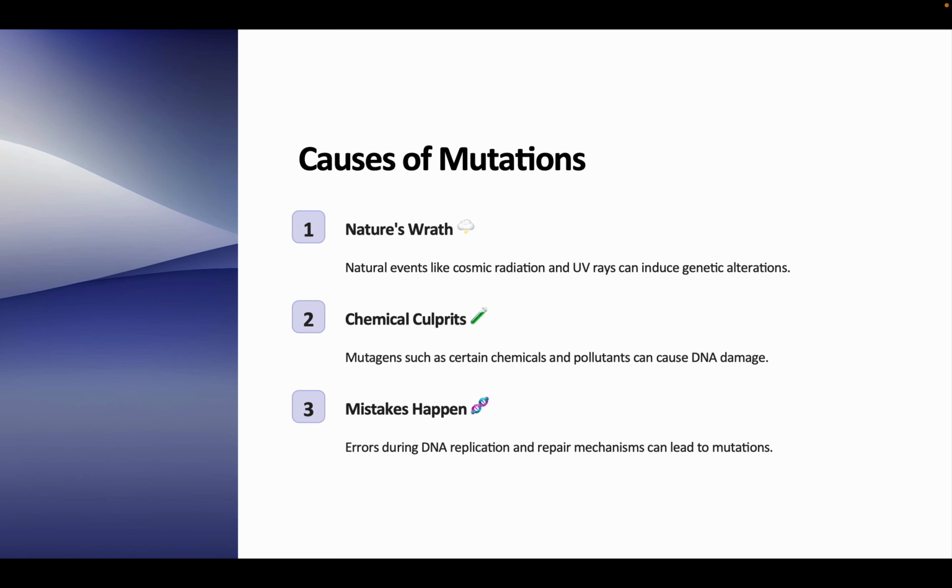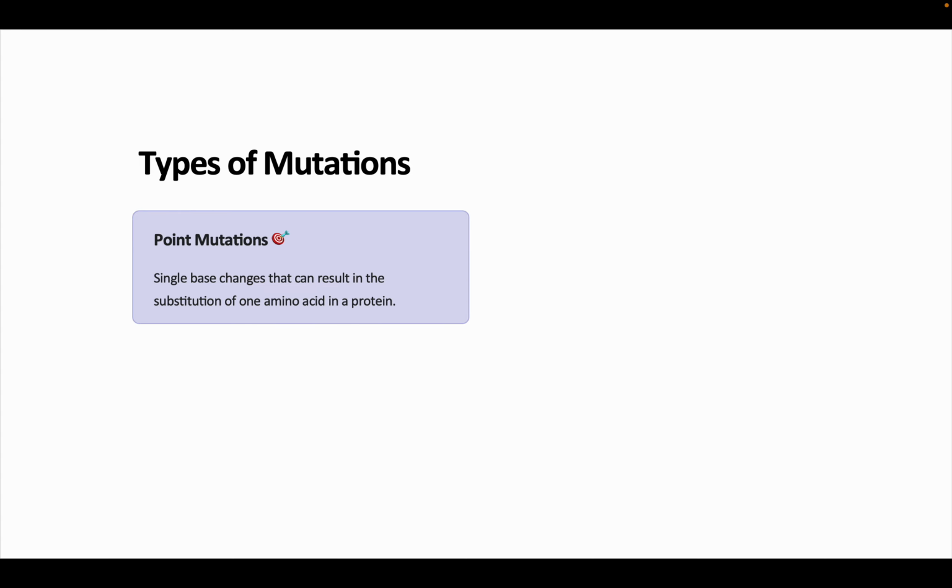So now we know what mutations are and what causes them. There are different types of mutation that can happen, right? First is point mutation. If you know, the protein contains amino acids, and each amino acid is coded by three bases from RNA, right? And sometimes from these three, there is only one base that changes.